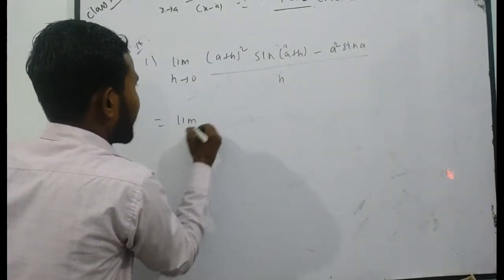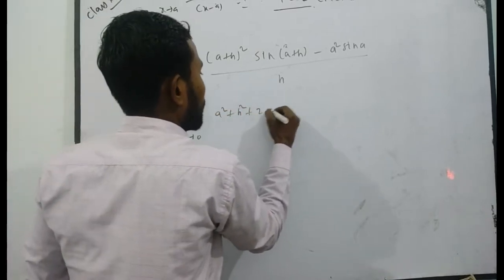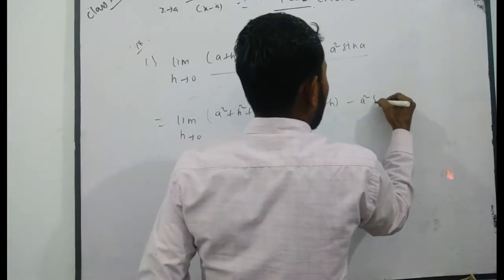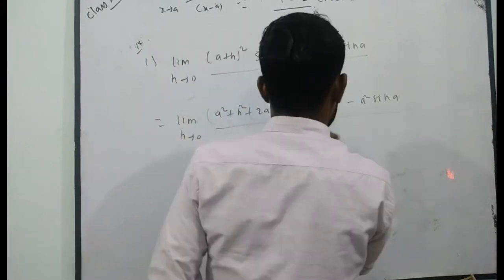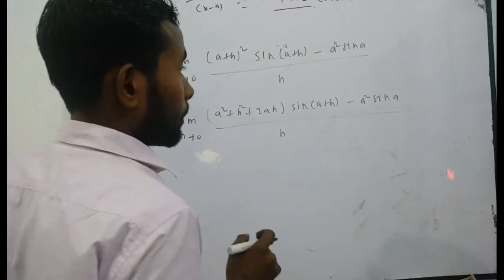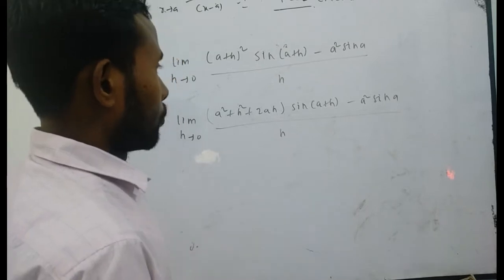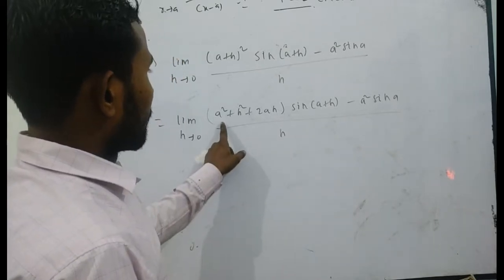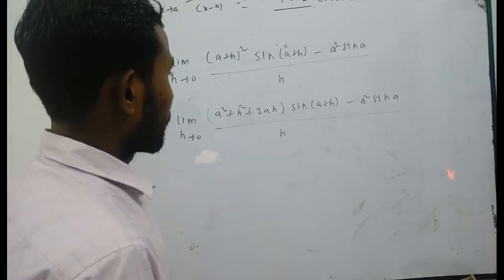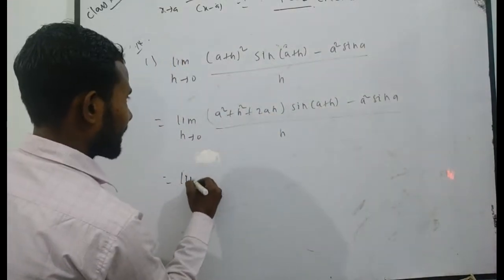It will be limit h tends to 0. Can you write the formula of (a plus b) square? A square plus h square plus 2ah, times sin (a plus h), minus a square sin a. Can you write? In the denominator it will be h. Now simply multiply with it directly. After multiplying, what do you get?